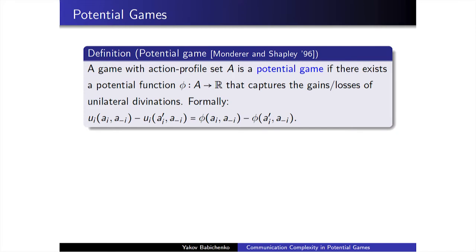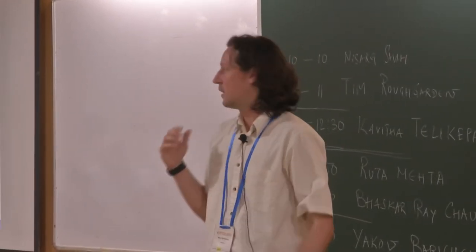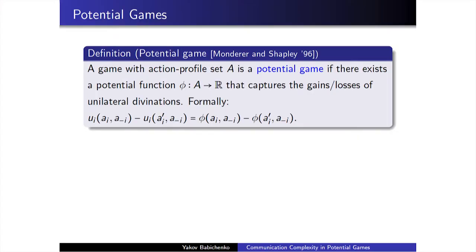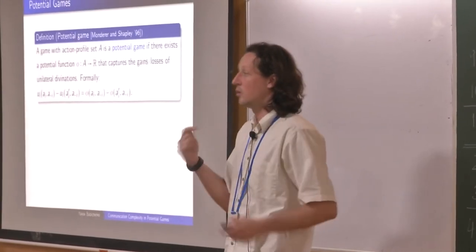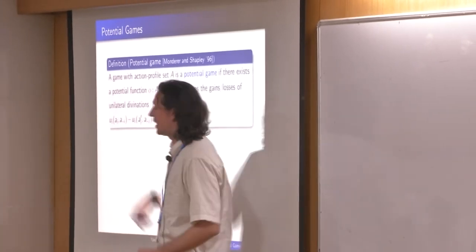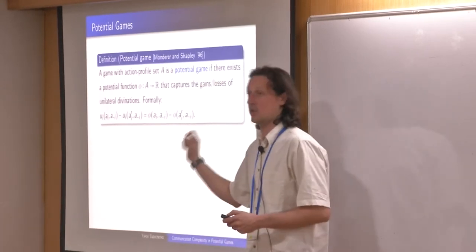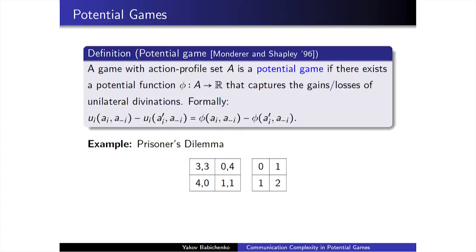Okay, so let's start with what a potential game is. A game is a potential game if there exists some potential function that captures the gains and losses of players by unilateral deviations. Formally, the change in the utility of a player when deviating from a_i to a_i prime is the same as the change in the potential. Note that this is the same potential for all players.